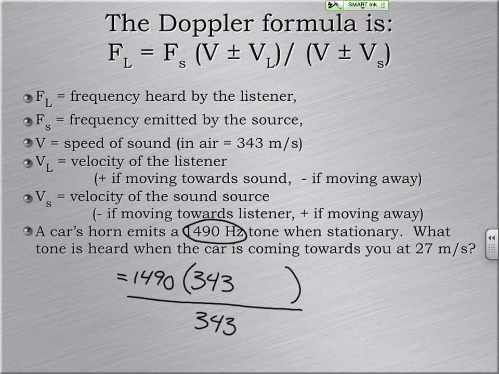Now, we're looking for what tone is heard when the car is coming toward you. Is the car the source or the listener? It's the source. So the car speed needs to go here on the bottom. The car is coming toward me at 27. Does it say anything about you moving? Since I'm not moving, this is plus or minus 0, so obviously this has no effect on our math. And now I have to figure out the plus or minus down here.